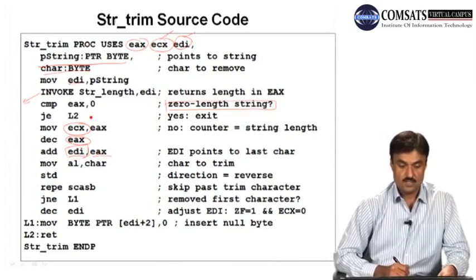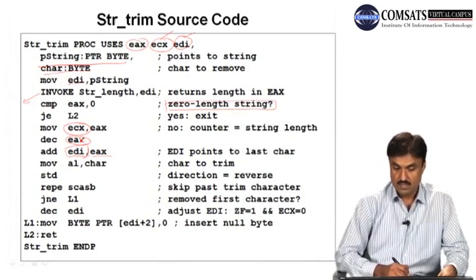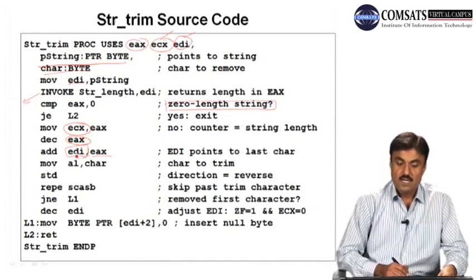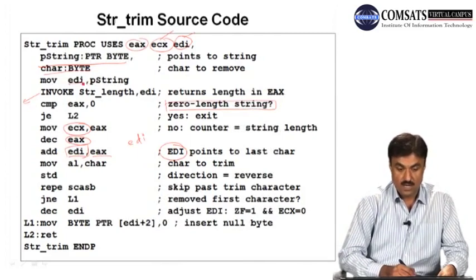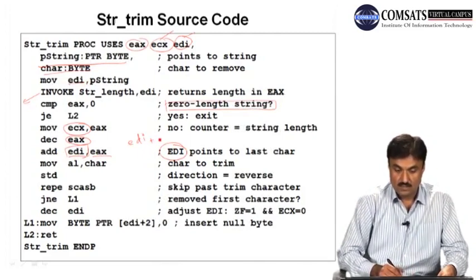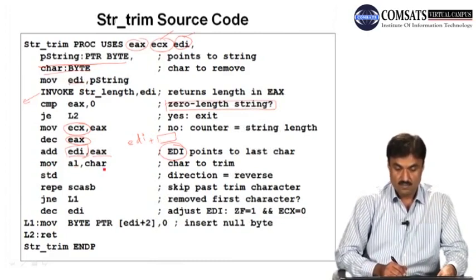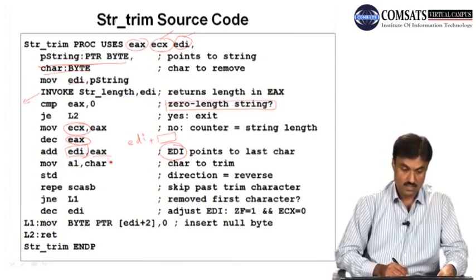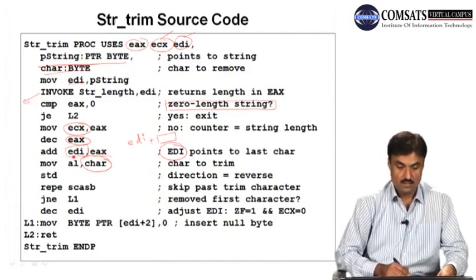We know that EAX has the total number of characters, decremented by one, and EDI is pointing to the first character, and we are going to add EDI with the EAX. Now EDI is pointing to the last character, because EDI here has the starting address. When we add the length minus one, it will point to the last character. So move AL with the character to trim. Whichever character we want to trim, move it to the AL.